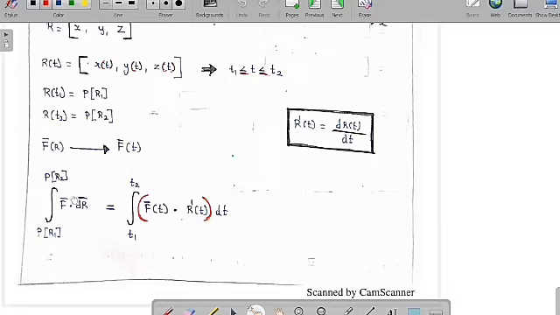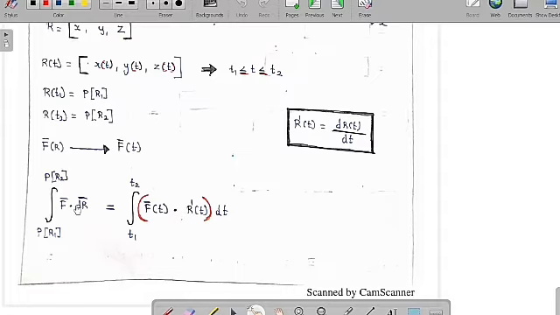Then this F bar we are going to transfer to F bar of t, means F of t dot product of r bar of t, because if you replace dr of t by dt, so dt cancels, we get the same result. So F of t, which is a vector, dot product of r dash of t into dt, we get the same result.